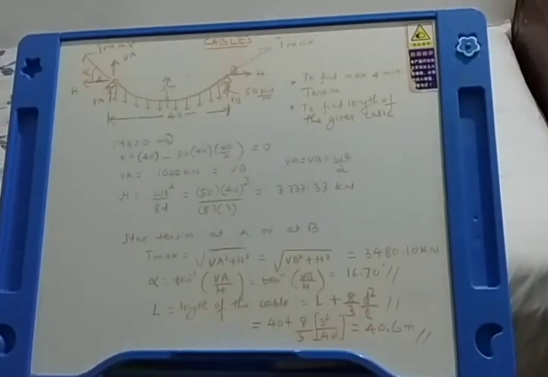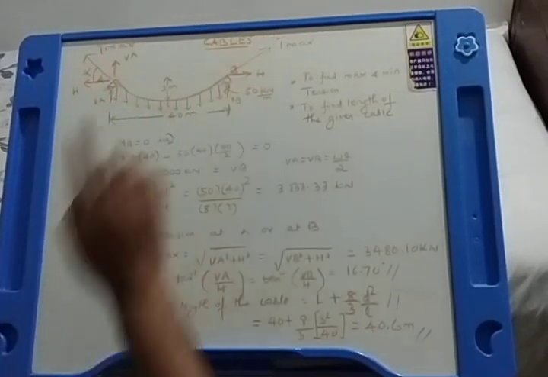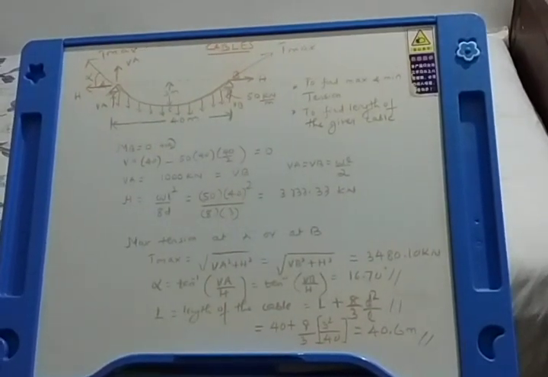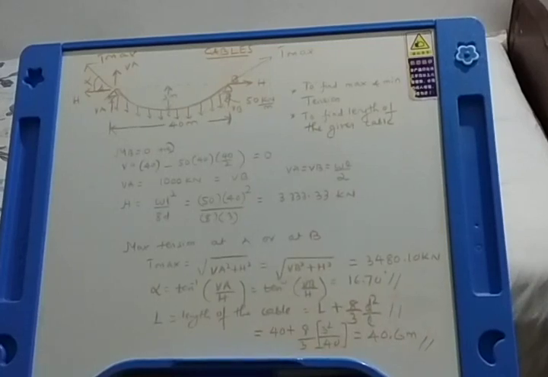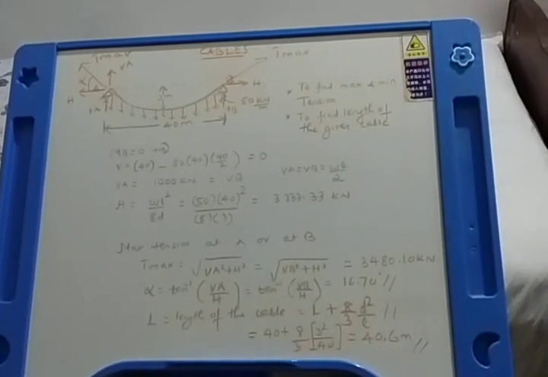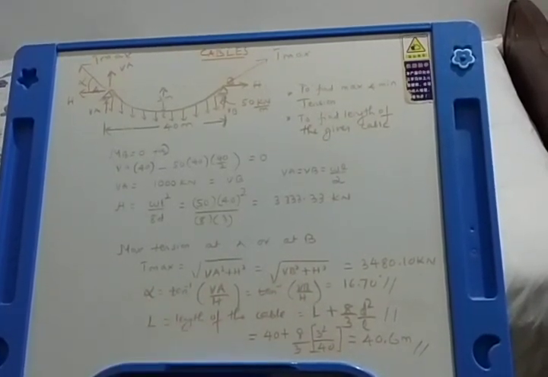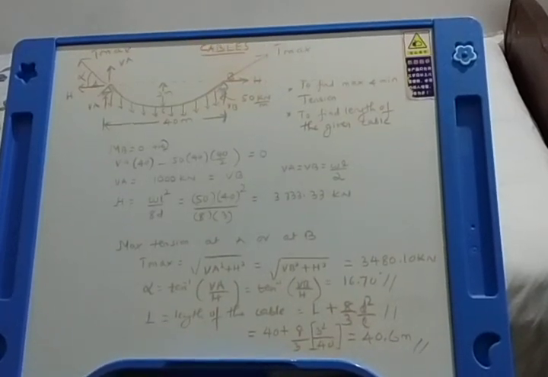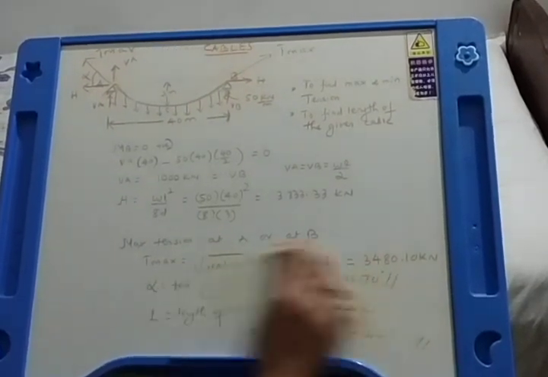So this is how, my dear students, we can analyze simple cables. But sometimes the cables are not at the same levels. Their supports are at different levels. In that situation, how can we analyze the cable? Let us take an example.